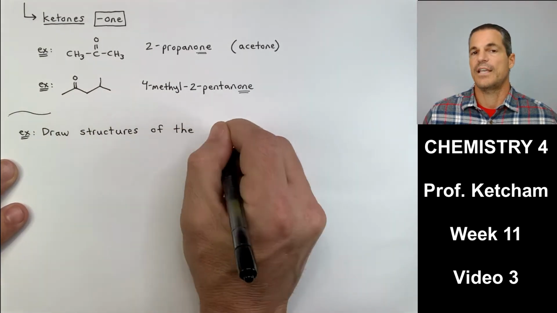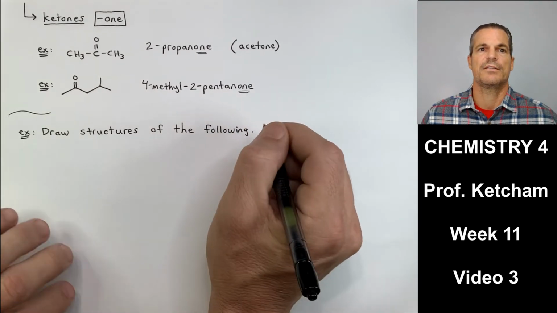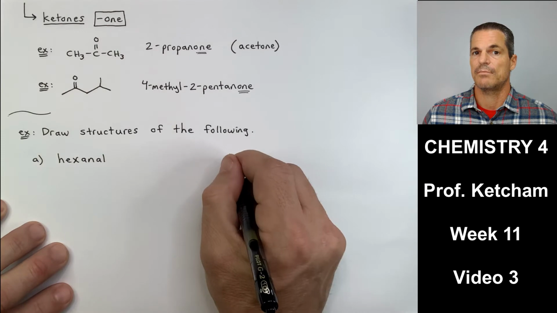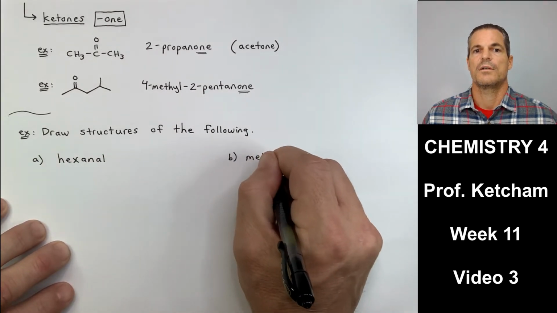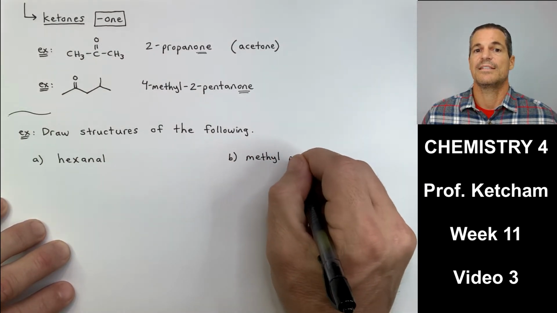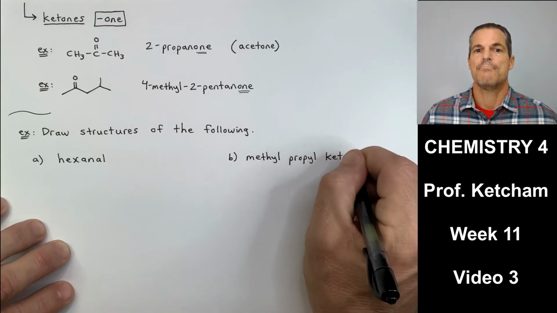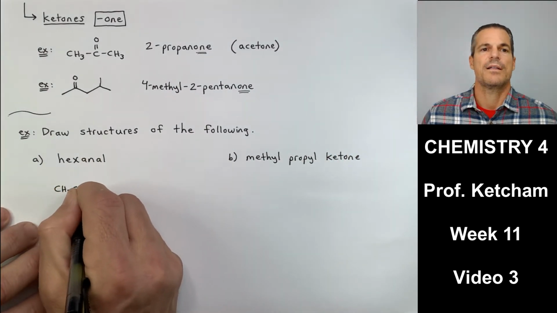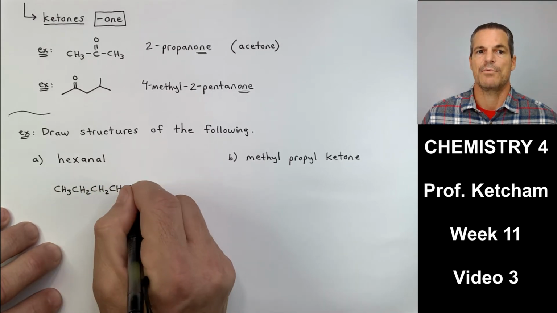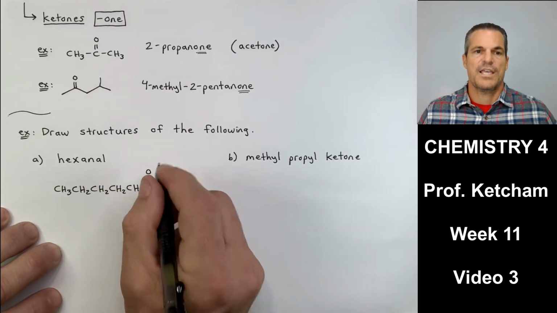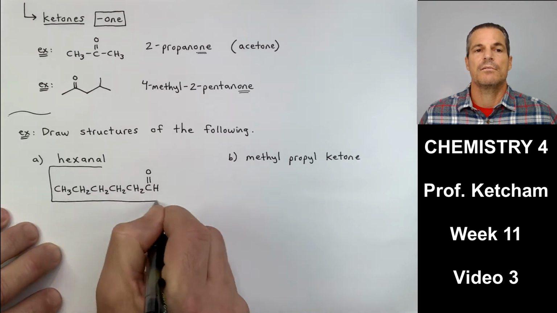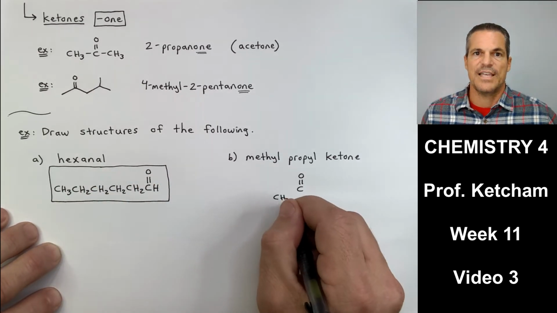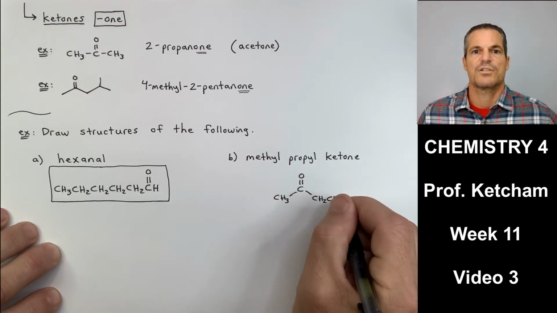So let's do some examples kind of mixed together, ketones and aldehydes. Draw structures of the following. So now I'm going to give you the names, and we've got to draw the structures the other way around. A is hexanal, B is methylpropyl ketone. B is actually a common name, but hexanal is an IUPAC name, which is the official name. Hexanal has 6 carbons, and aldehydes are always on the end because they have that little terminal H.